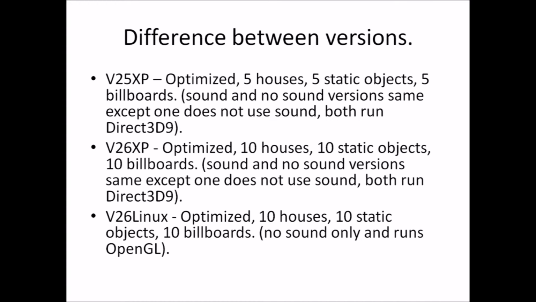The second version, which is the final version of the EXE, is version 26 XP. This is optimized, has 10 houses, 10 static objects, and 10 animated billboards. It has a sound and no sound version, and they both run Direct 3D9. And the final version is version 26, which is essentially the same as version 26 XP, except it's working in Linux. This is optimized, 10 houses, 10 static objects, 10 billboards. It is a no sound version only and runs OpenGL.